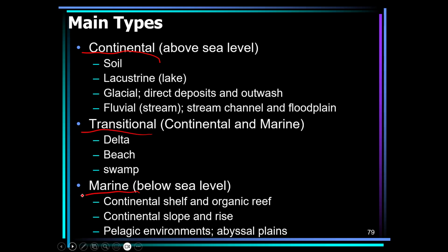We learn these environments in physical geology, but just a little bit. So, on the continent, we have to talk about the soil, the lakes, the glacial environment, and the fluvial, which is the river system or stream system. The transitional environment is between continent and marine environment. We have to talk about deltas, the beach, the swamp. And then in the marine, which is always below the sea level, we have to talk about the continental shelf, the slope and the rise, and the pelagic, meaning the abyssal plain environments.